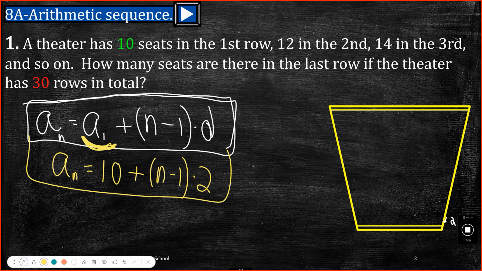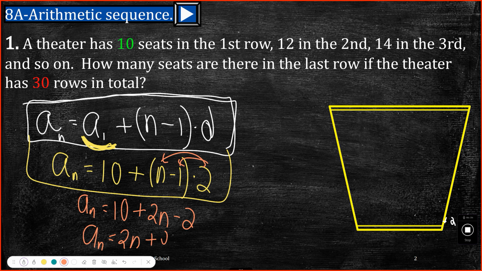We could almost be done with this, but let me simplify it some more. How do you simplify it some more? By multiplying it in. A sub n is equal to 10 plus 2 times n is 2n. And 2 times negative 1 is negative 2. And simplify it some more by saying that A sub n is equal to 2n, leave it alone, and 10 take away 2 is what? Plus 8.